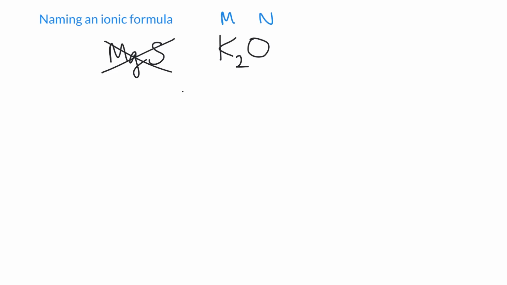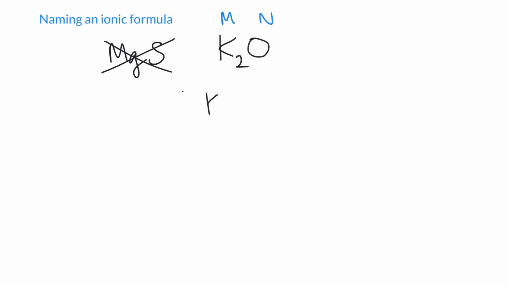So for instance, if we had something like MgS. Oh no, that's the one we just did, right? So how about if we had something like K2O? Okay, I think that's pretty reasonable. We can turn that into a name, and the way we have to turn it into a name is first off recognize it's ionic. So how do we know it's ionic? Well, potassium is a metal and oxygen's a non-metal. They're on opposing sides of the periodic table.